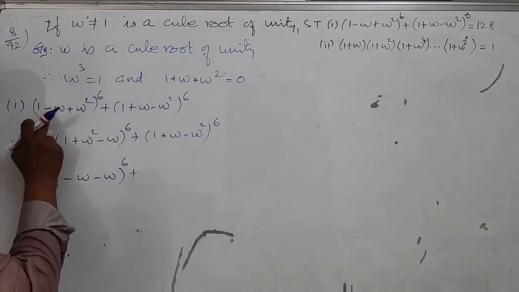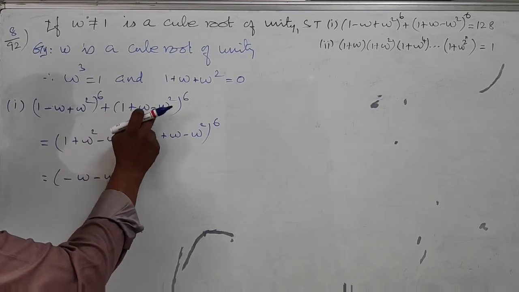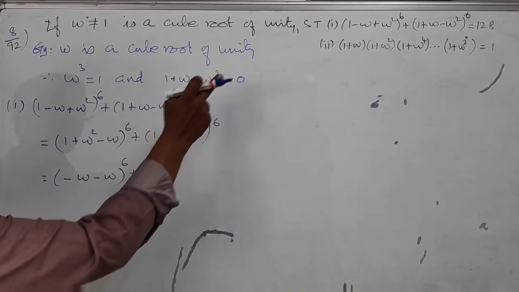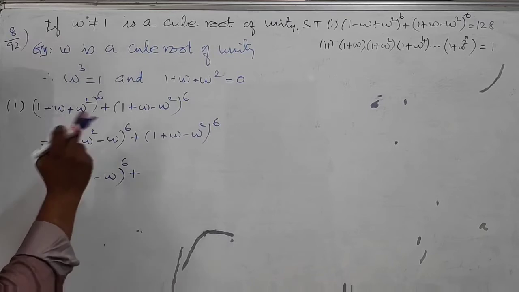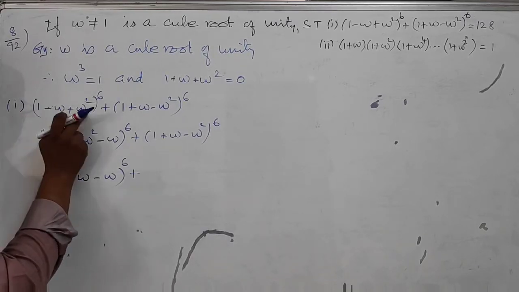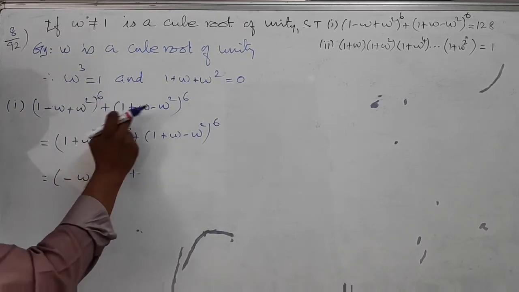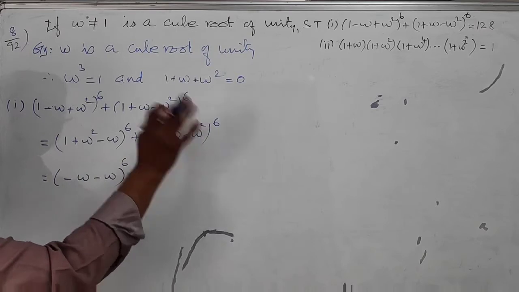Now based on these two things we can do this first subdivision. The first subdivision is (1 minus omega plus omega square) whole power 6 plus (1 plus omega minus omega square) whole power 6 is given. Now here first we are going to rearrange the positive terms together. 1 and omega square are positive, therefore we are arranging together, then minus omega. Here also these two are positive, can write as such, then minus omega square.